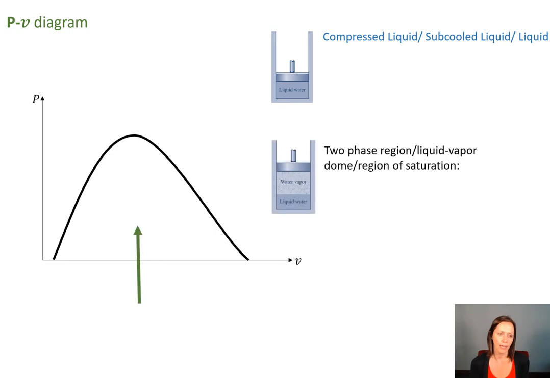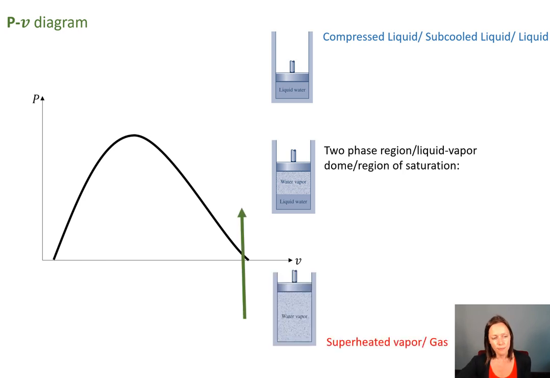If you're underneath that dome, this is the two-phase region here called the liquid vapor dome, the region of saturation. So you've got two phases present. You've got liquid, and you've got vapor. And if you have a substance underneath that dome, you might just say that it's saturated. If you're to the right of that dome, this is a superheated vapor or a gas. Both terms mean the exact same thing. We just typically say superheated vapor in this class.